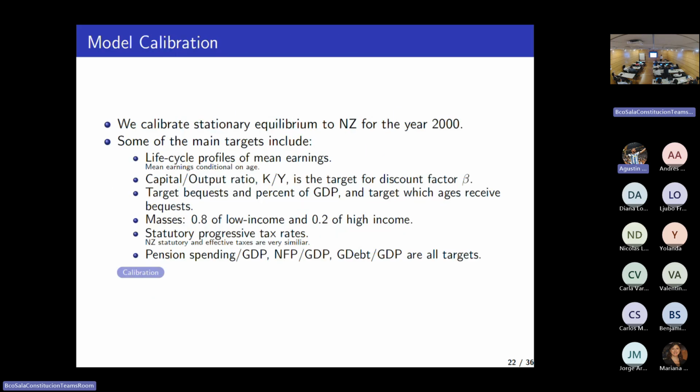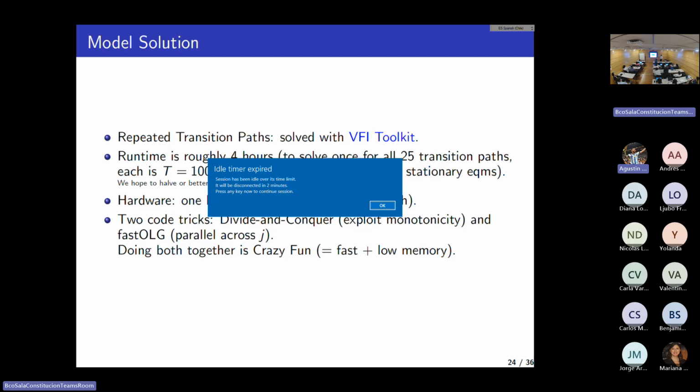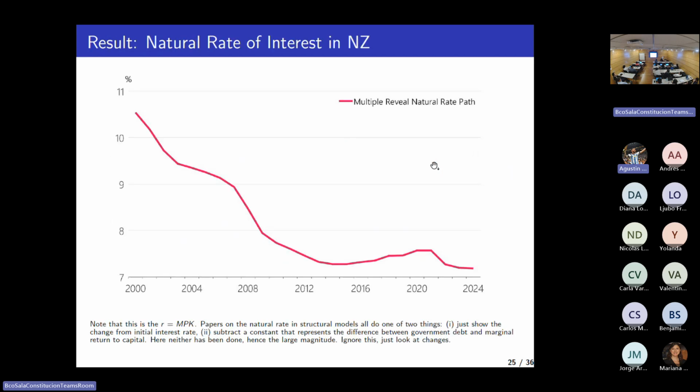Sorry, can I ask a question? Yep. Do you hear me? All right. I was wondering how relevant or how important is this repeated transition paths for the results? What would the results be if you assume perfect foresight, or if you assume, I don't know, an AR(2) process instead of that 5-year average for the forecast of the agents?